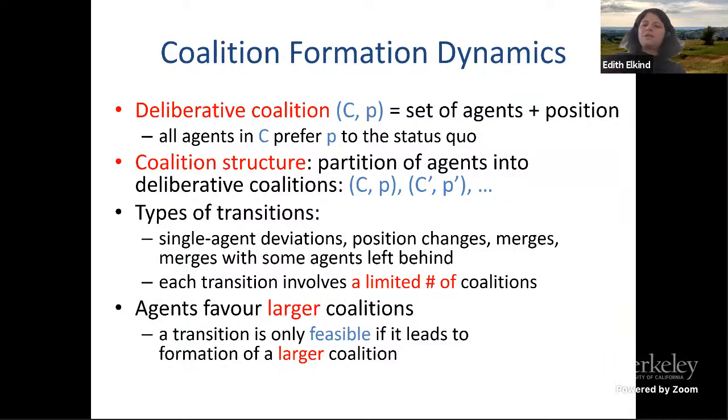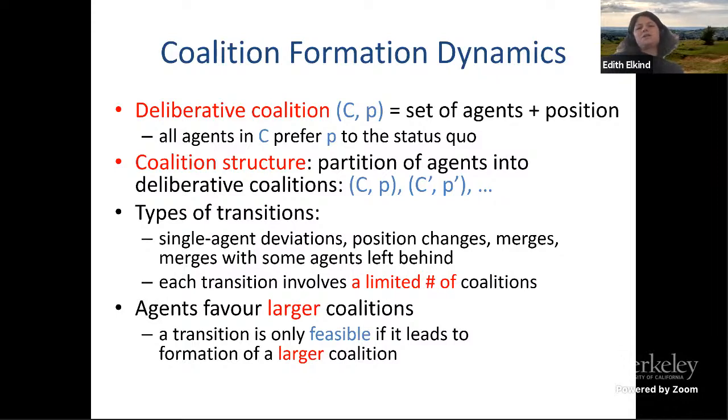Right? So they're compromise seeking, and their goal is to build a large coalition to move away from the status quo. So we think of agents as doing that myopically. So we say that agents favor larger coalitions, so that the transition is only feasible if it leads to the formation of a larger coalition.